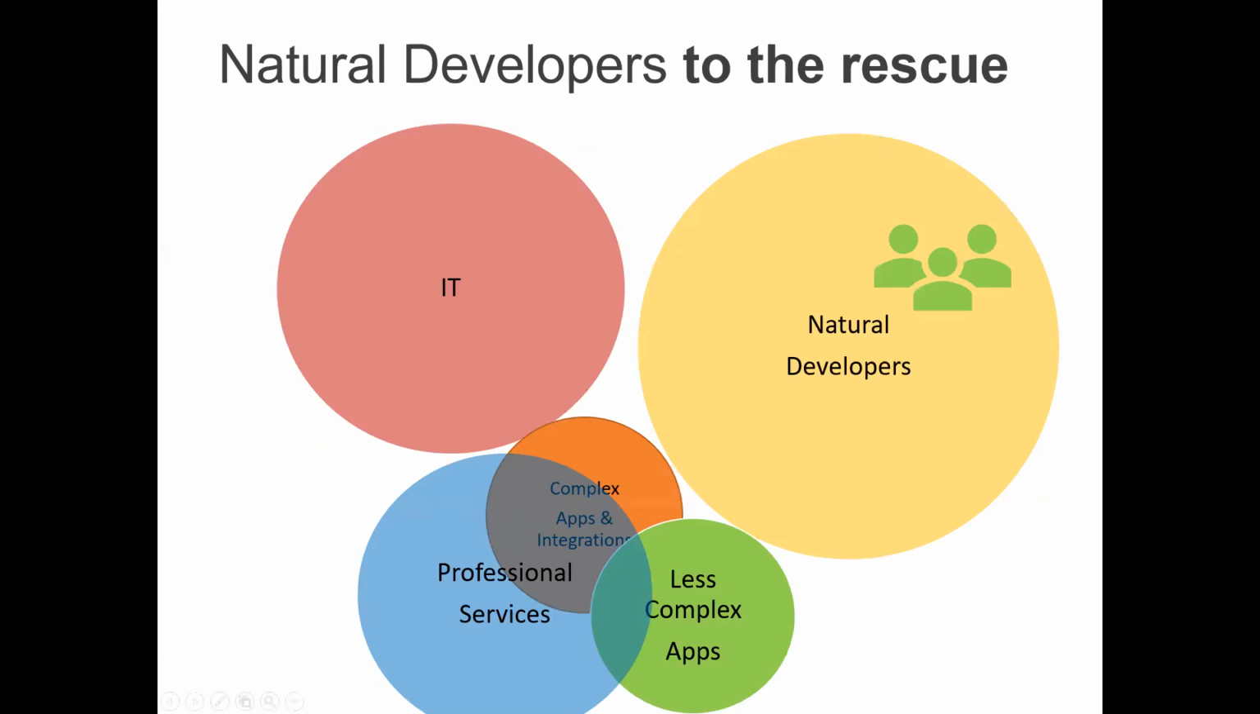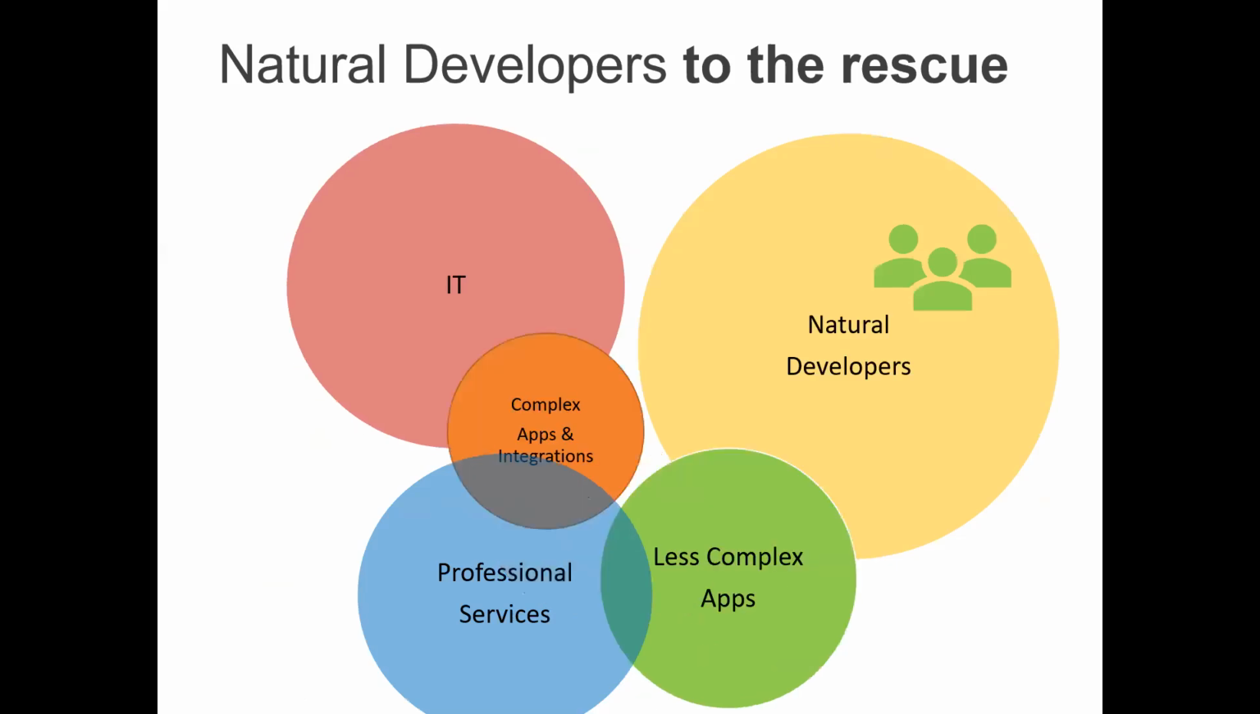Now, if we're successful and we start engaging people, we start grooming those natural developers, what happens next is something like this. You can see the less complex apps started moving away from professional services toward natural developers. The natural developers are doing more of that work, and professional services folks are doing less. The complex apps and integrations moved up a bit out of professional services into IT, indicating that IT is becoming engaged and doing more of the complex integrations and maybe even some complex programming as well.